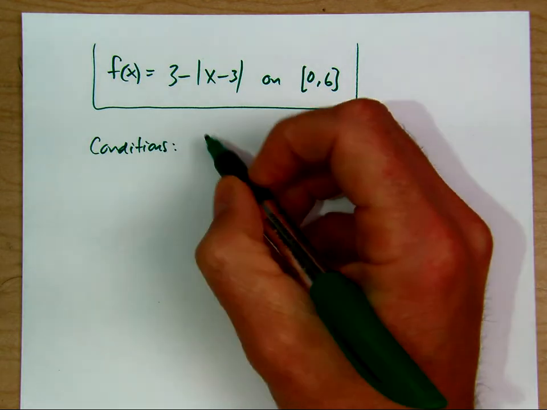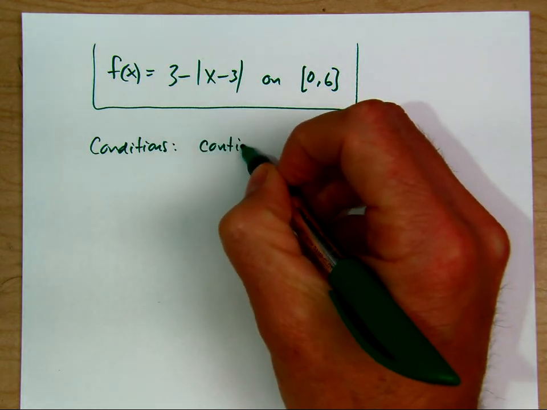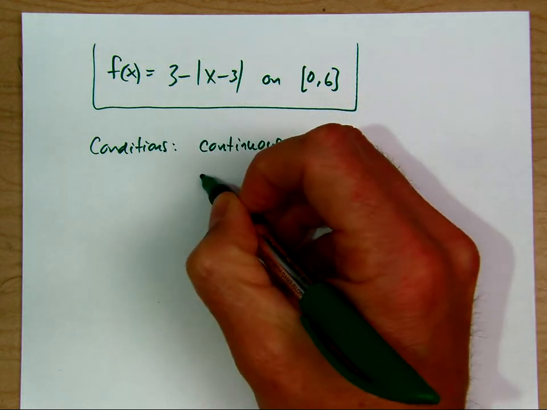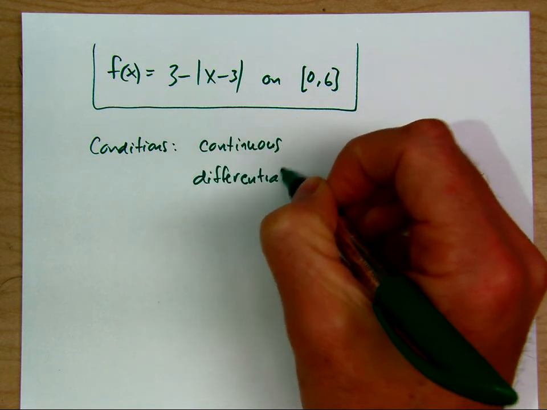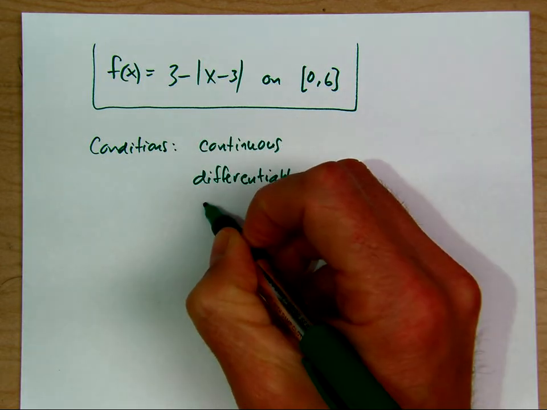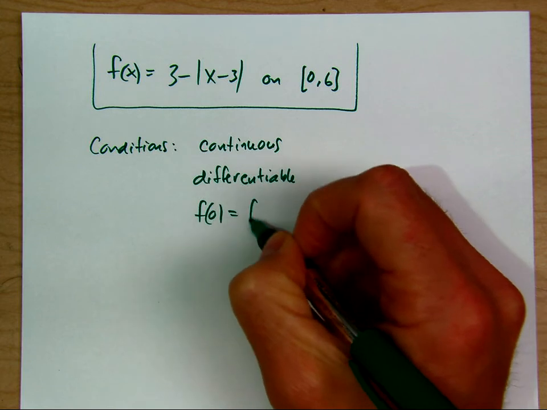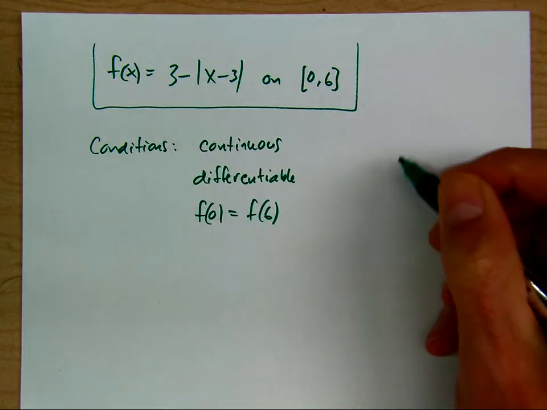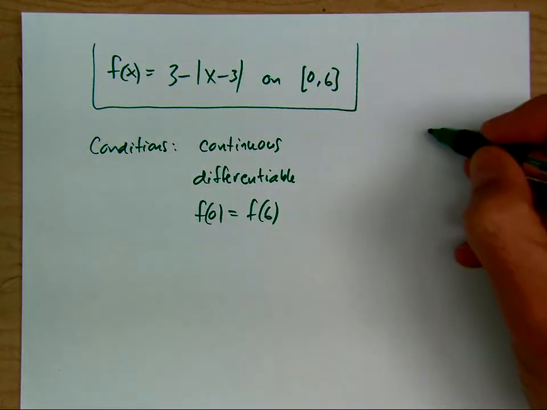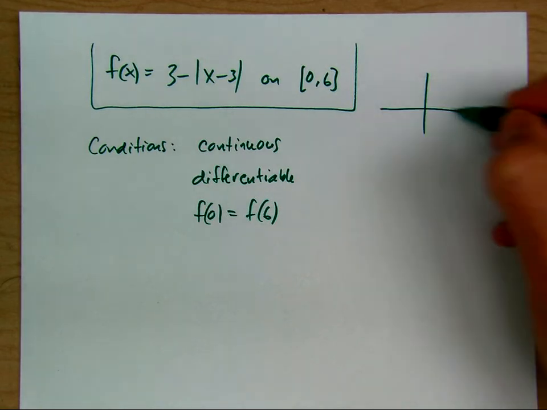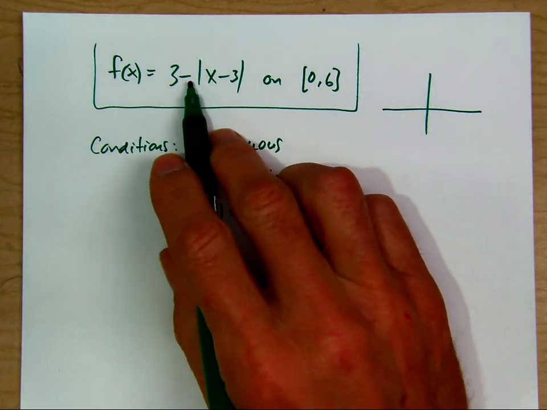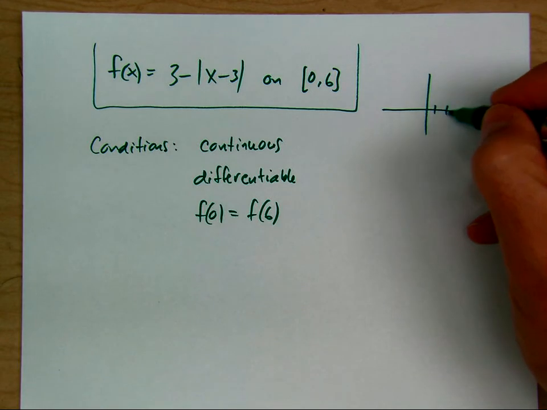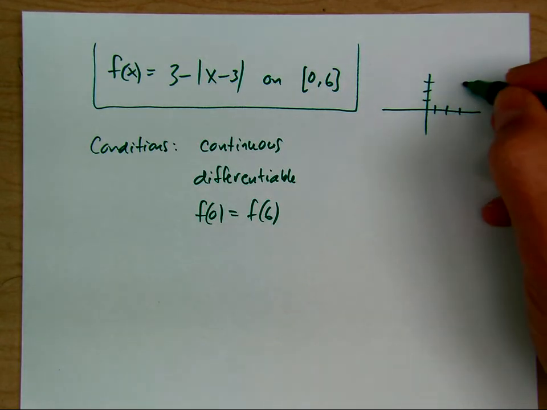Conditions. The function has to be continuous, differentiable, and f of 0 has to equal f of 6. So we have an absolute value. Let's look at the graph. It got shifted right, up, and reflected. Right 3, up 3, and reflected.